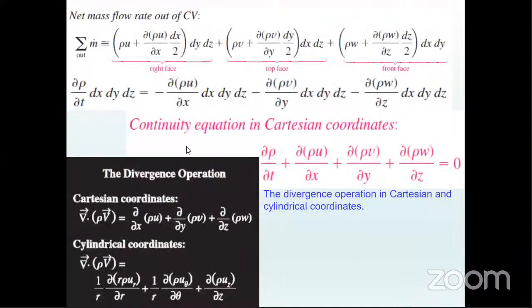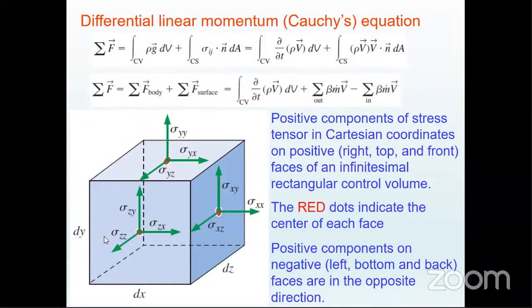Then we got this equation for the continuity: del rho by del t plus del by del x of rho u plus del by del y of rho v plus del by del z of rho w. These are the three components along the x, y, z directions corresponding to the speeds u, v, and w respectively. This is the time derivative, and this is the space derivative. This divergence operation in Cartesian and cylindrical coordinates can be represented as shown in the black colored box. This is where I stopped last class.